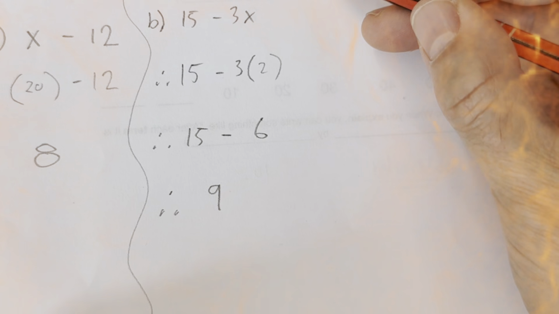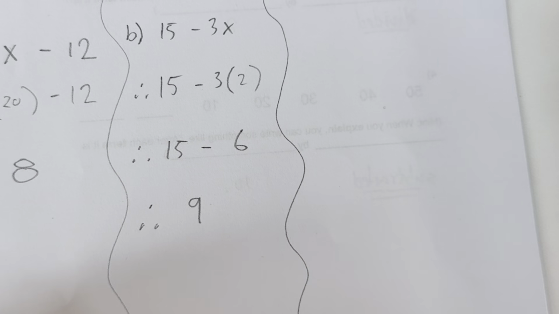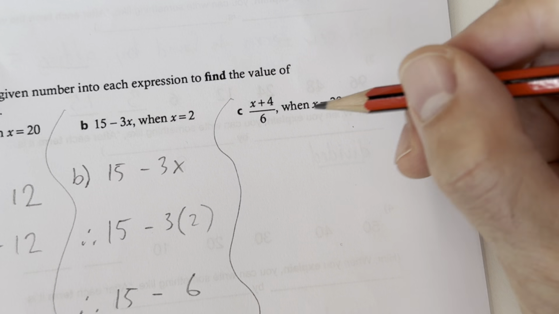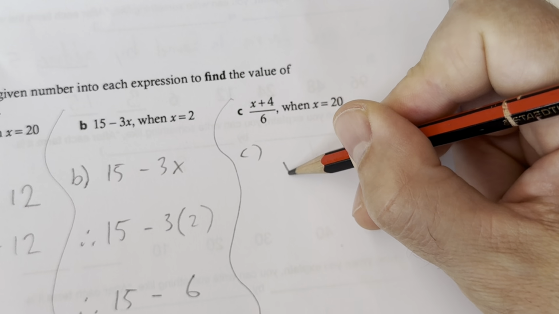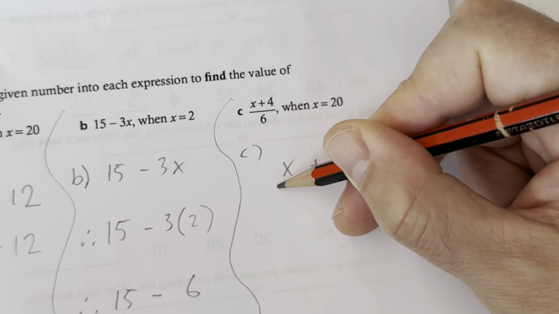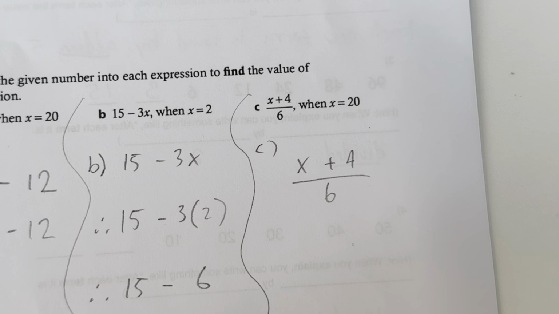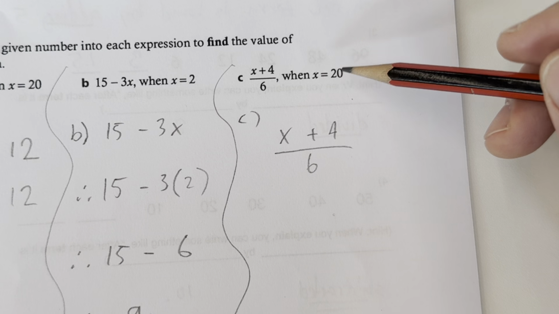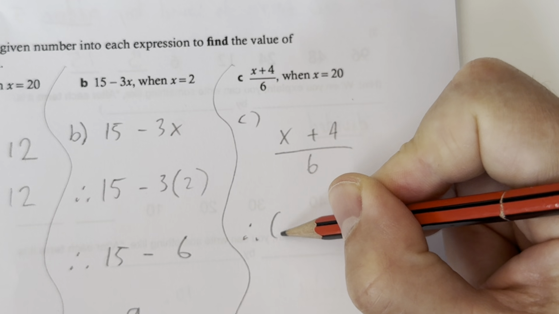Here we go. Last one, same idea. We're just practicing the skill of substitution. So here's C. I have x plus 4 over 6. And again, they're telling me wherever I see an x, I can put in a 20. So there we go. I put it in.